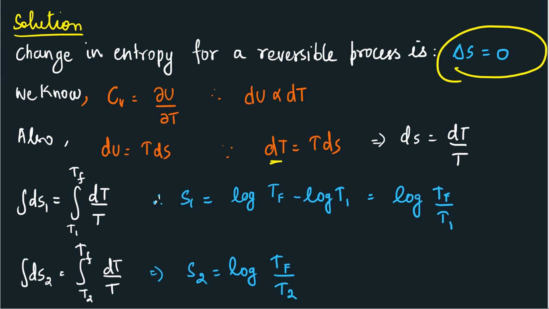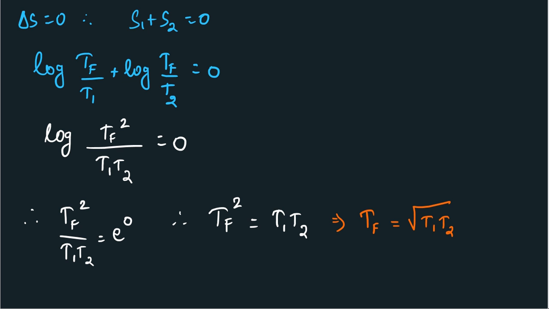Now we'll have to use del S. Usually del S means we just find the difference, but here it is the change. You can also see that I have just added S1 plus S2. If you try S1 minus S2, you're not going to get any option over there. You can try that first, and then you can come to S1 plus S2 equal to 0.